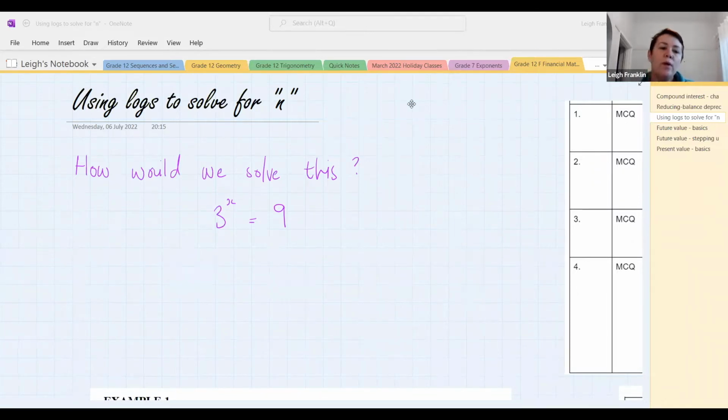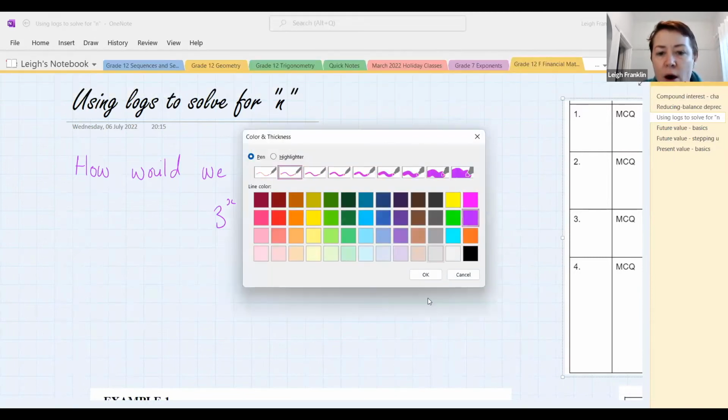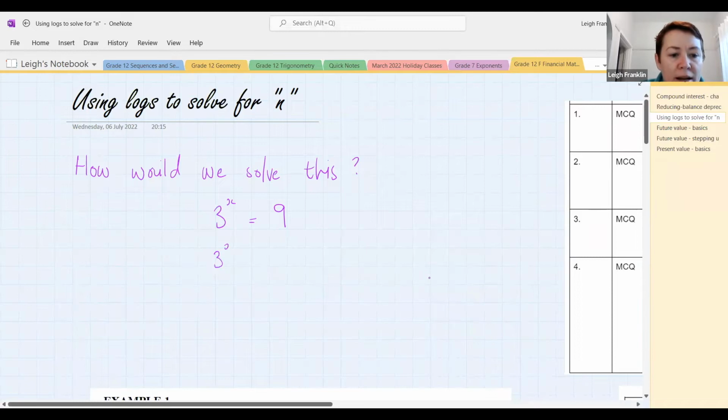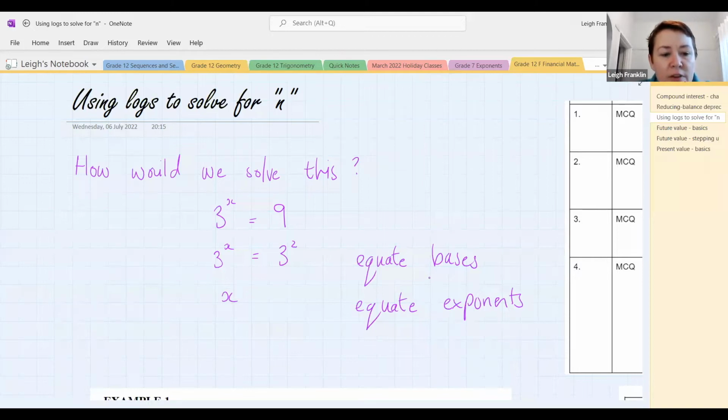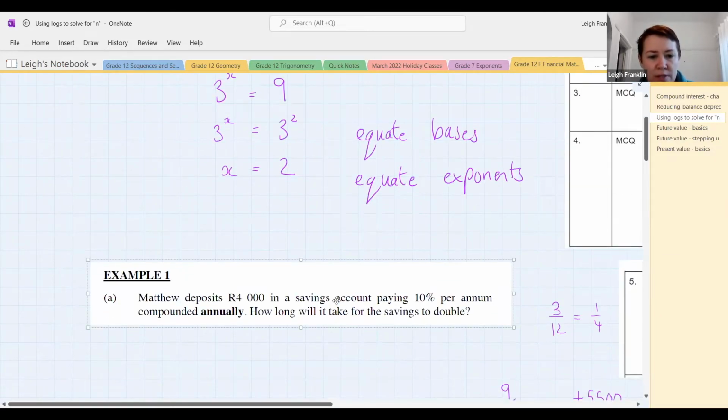So the idea is when we are solving for a variable that is our exponent, what we want to try and do every single time, if possible, is write the number that we have been given using the base. In this case, we have been given base 3, so we want to try and write 9 with base 3. Now that we have equated the bases, we can equate the exponents. So the idea is to equate bases, and therefore you can equate your exponents. And we're all happy and smiling, because now x is going to be equal to 2. Lovely.